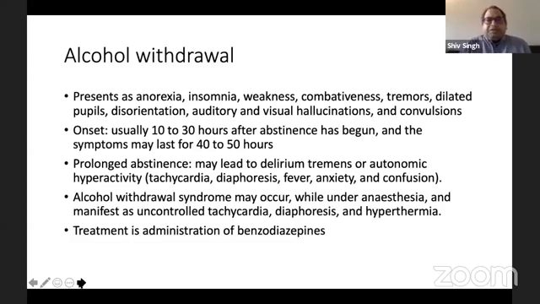Alcohol withdrawal syndrome can occur even under anesthesia. Even though you have given the right kind of anesthesia and adequate analgesia, they can present with uncontrolled tachycardia, sweating, and hyperthermia. Treatment in these cases is obviously administration of benzodiazepines.